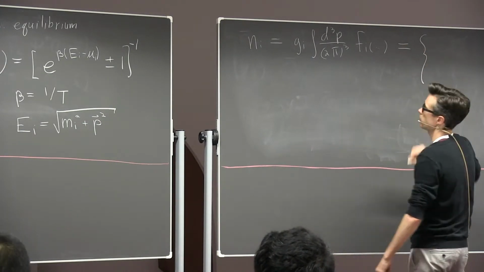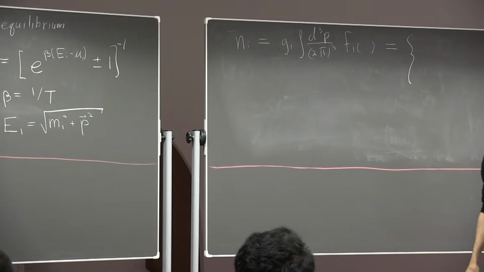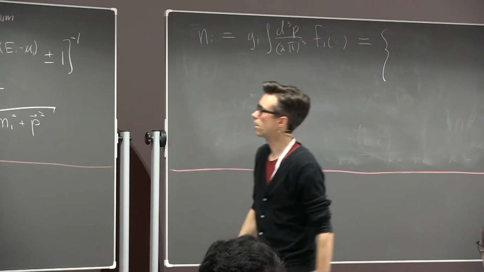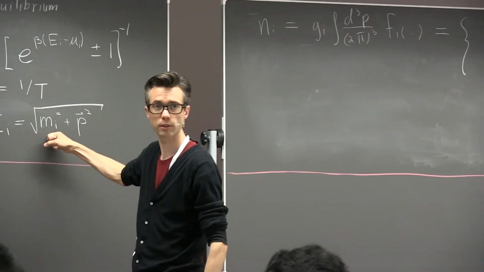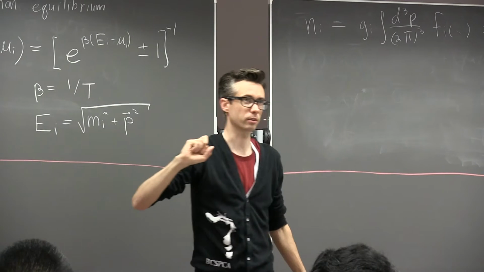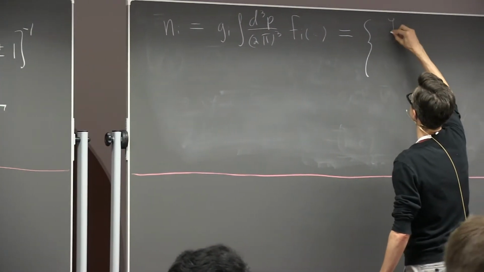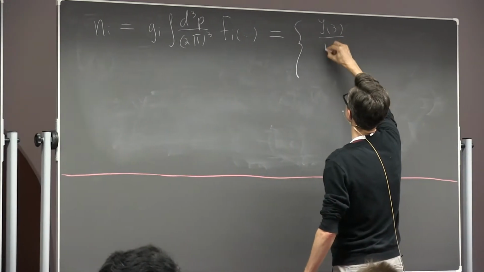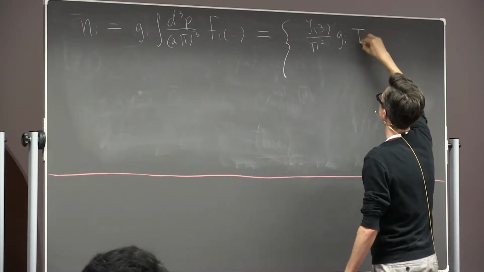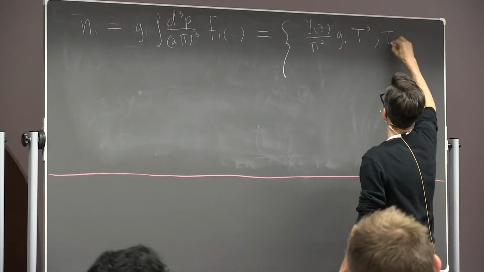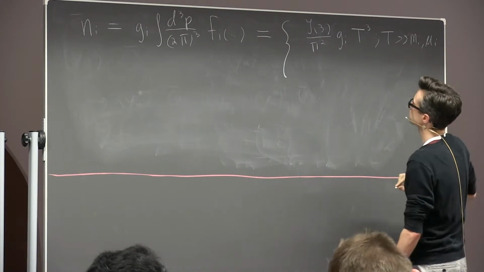okay, I'm not going to compute the exact integral, but you can compute the approximate integral in two useful limits. So the two useful limits are either that the mass is big compared to the temperature, or the mass is small compared to the temperature. So the mass being small compared to the temperature turns out to give you zeta(3) over pi squared g_i T cubed. So this is T much, much greater than m_i or mu_i.